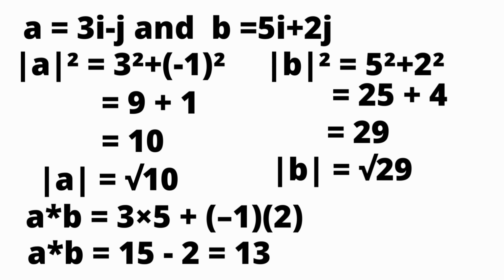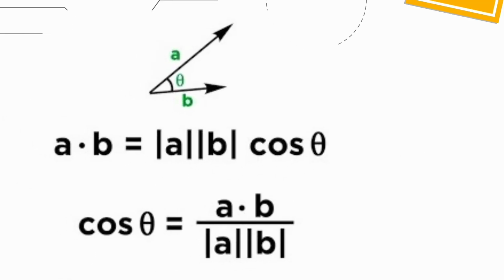The product of the two vectors is equal to 3 multiplied by 5 plus minus 1 multiplied by 2, and that gives us 15 minus 2, and that is 13. The cosine of the angle between two vectors is derived from the dot product of vectors, and that gives us the product of the two vectors divided by the product of the magnitudes of the two vectors when the angle is less than 90 degrees.